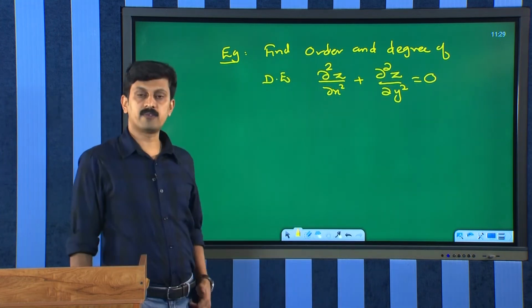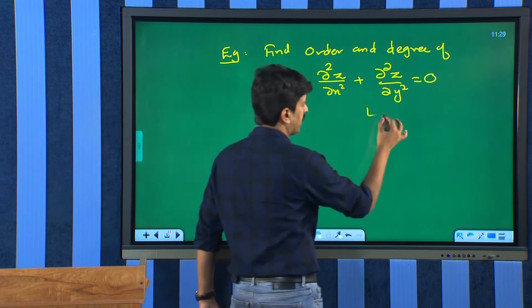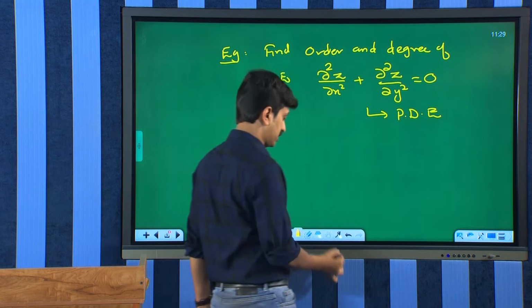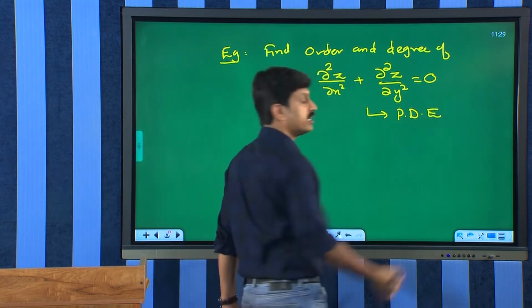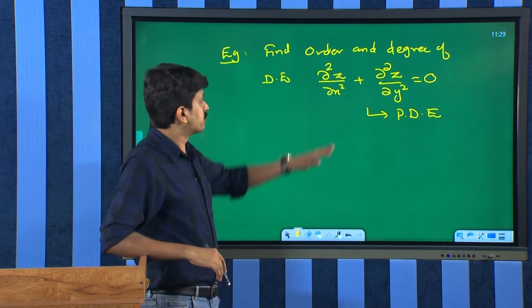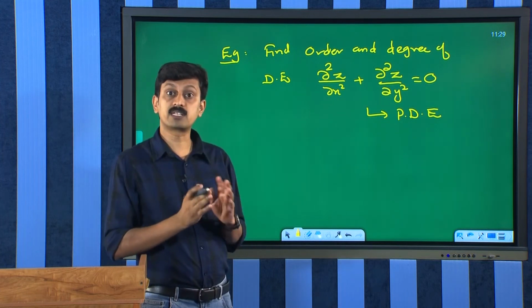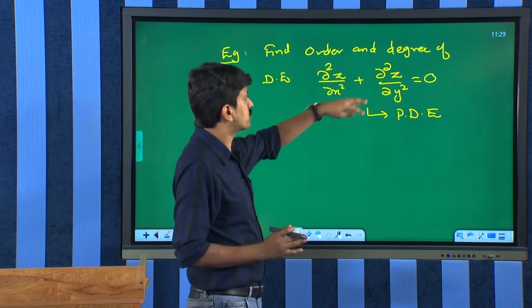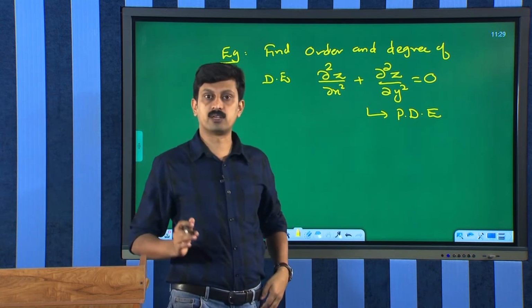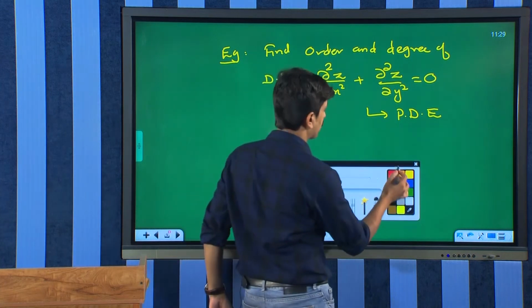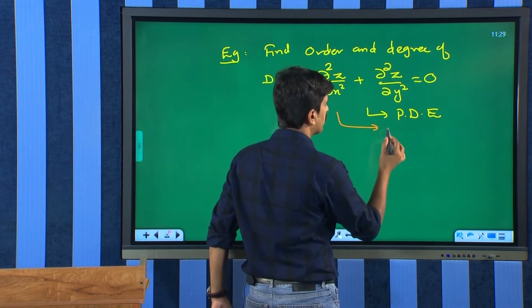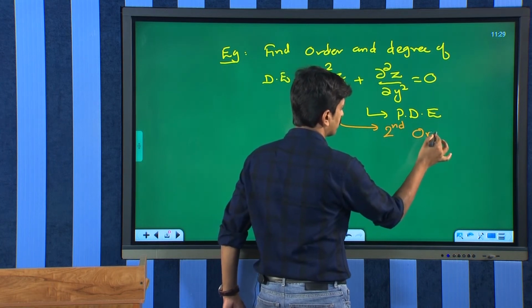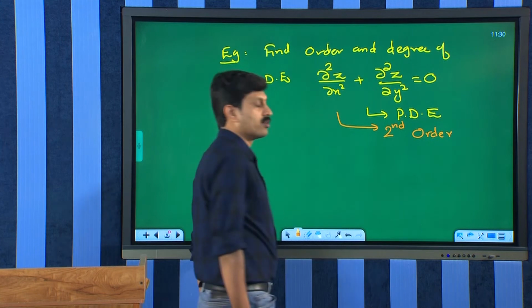While seeing the differential equation, we understood that this is a partial differential equation, because the equation consists only of partial derivatives. Because it consists only of partial derivatives, we check the order, which involves ∂²y/∂x² as well as ∂²y/∂y². Only the second order derivatives are involved. Therefore, the highest order derivative involved is second order. Therefore, the order is equal to 2.